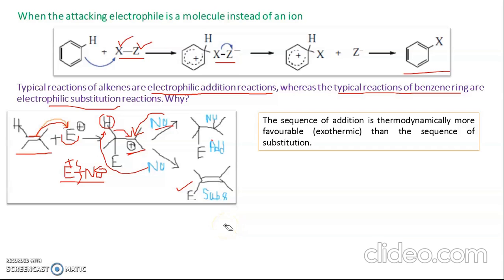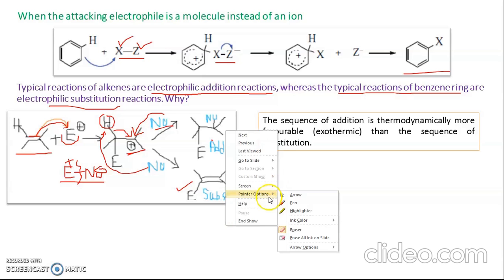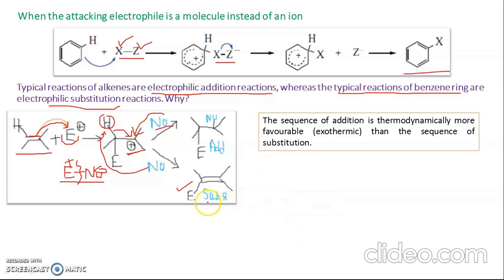Okay. Yes, the first product is the addition product. That is, the double bond is not present and it is now an sp3 carbon. From sp2 we are now getting an sp3 carbon. But the second product is the substitution product. Okay, that is this one. So here one of the hydrogens is substituted by E.